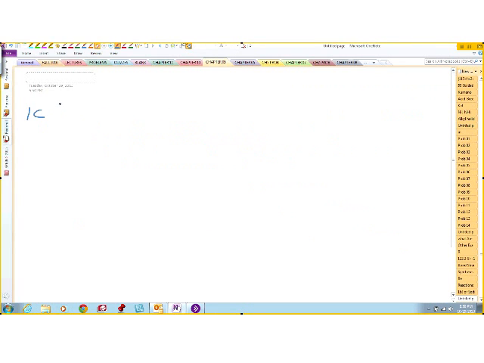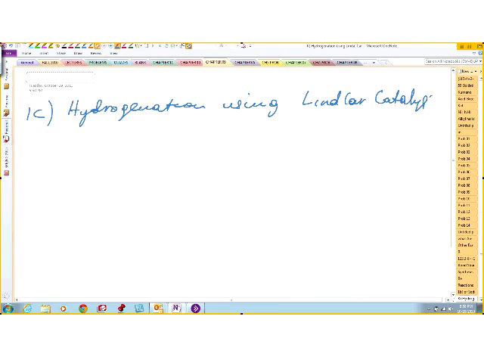Okay, 1C. Hydrogenation using Lindlar catalyst to give a cis-alkene. Lindlar catalyst.